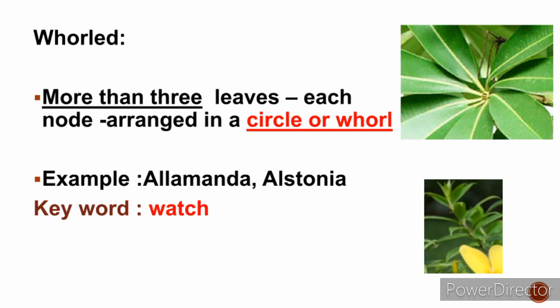Here in each node, more than 3 leaves are arranged in the form of a circle or whorl. The arrangement looks like a circle. Examples: Alamanda, Alstonia. We use the keyword WATCH.